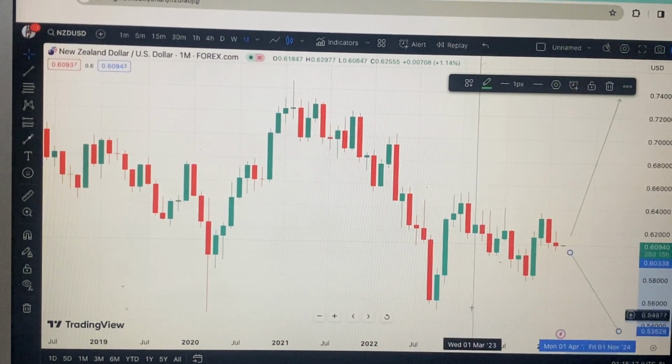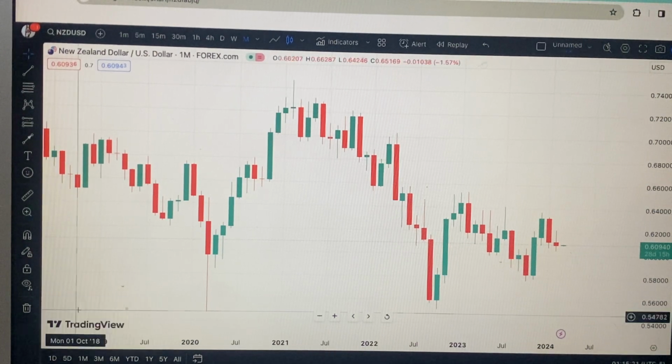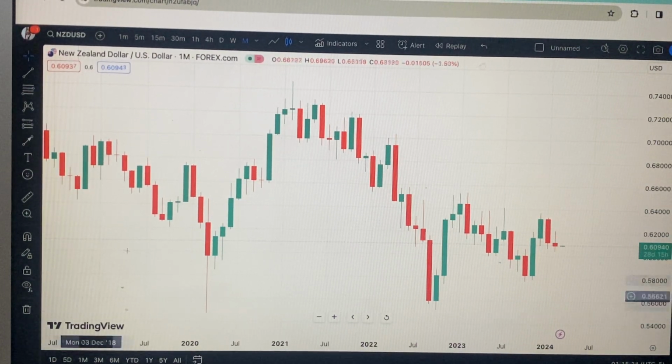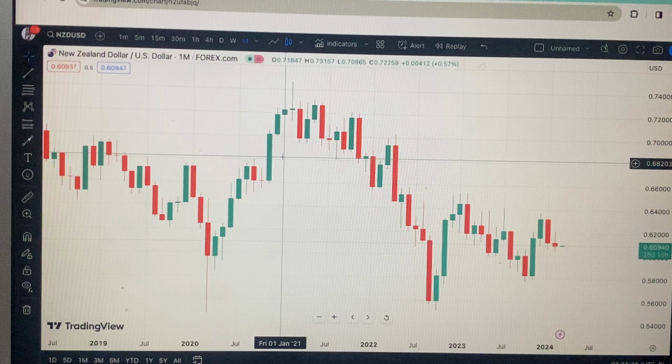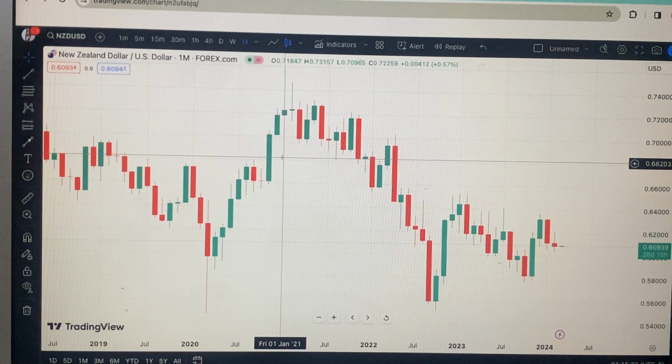But we'll have to wait and see, then know what it's going to do. So this is the monthly time frame. We have different time frames like I've showed you, and we have different currency pairs like I've showed you as well. Now I'm going to talk about spotting out your zone. Now in the monthly time frame, you need to spot out your zone.